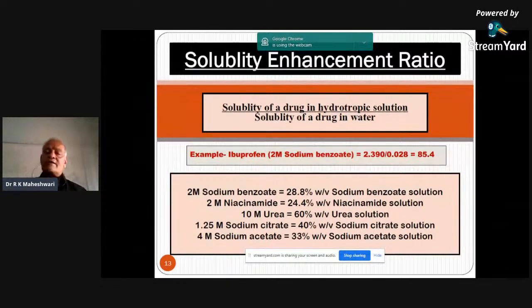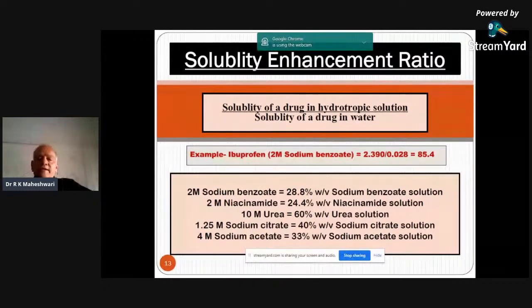Again, I am repeating, the solubility of ibuprofen in water is very poor, 0.028%, but the solubility of this ibuprofen in this hydrotropic solution of sodium benzoate 30% is 2.390%. So about 85 times solubility enhancement is there because of this hydrotropic solubilization using sodium benzoate as hydrotropic agent.